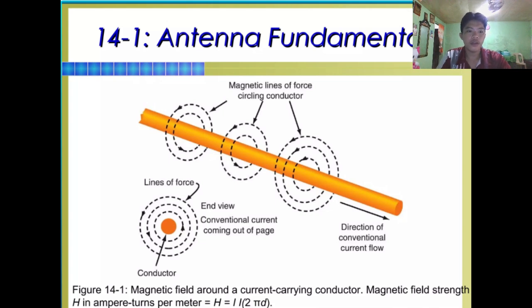This figure shows the magnetic field around a current-carrying conductor. When a current flows through a conductor, it generates a magnetic field around it in the form of concentric circles. The direction of a magnetic field is determined by the right-hand rule, where curling your fingers around the wire follows the field lines if the thumb points in the direction of the current. The field strength depends on the current and the distance from the conductor.